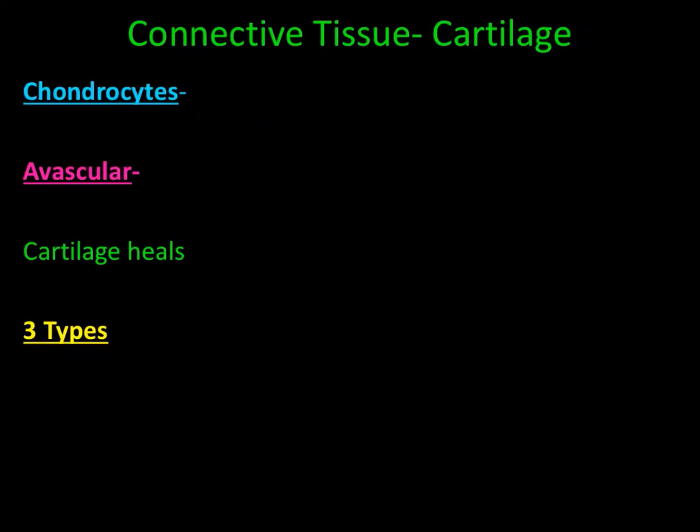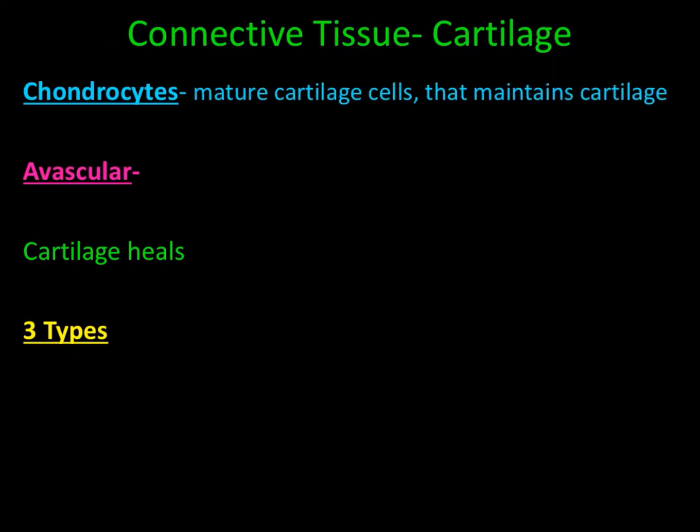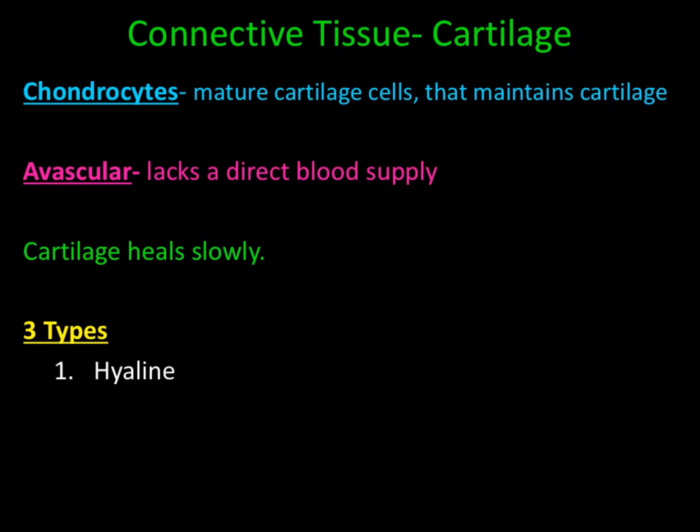The third type of connective tissue is cartilage. The type of cell that you would find in cartilage is a chondrocyte, which is a mature cell that maintains cartilage. Cartilage is what we call an avascular tissue, which means it lacks a direct blood supply. And because it lacks a direct blood supply, cartilage heals very slowly. There are 3 types of cartilage: hyaline cartilage, fibrocartilage, and elastic cartilage.